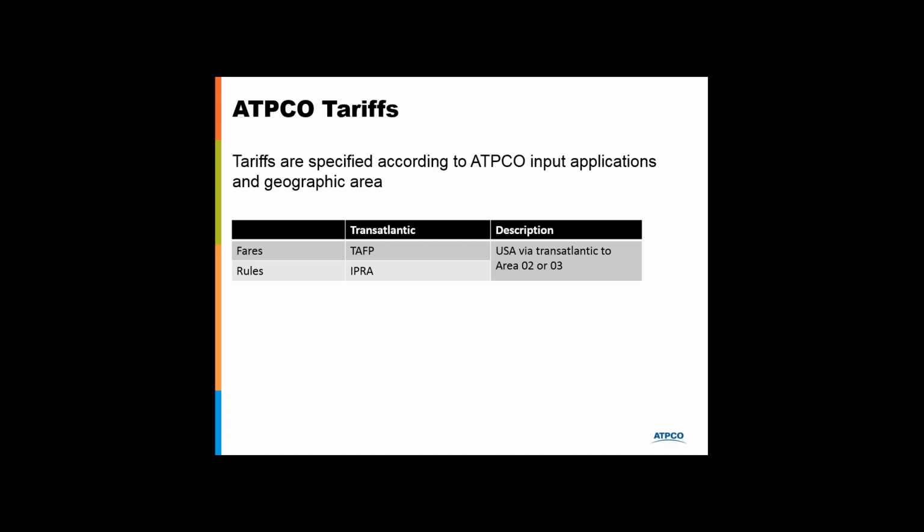The rule is IPRA, this stands for International Passenger Rules over the Atlantic. Now, a fare and a rule are in two separate tariffs, but they're a family and they're linked together in our database. So even though they're separate input applications, they're merged together. Right.